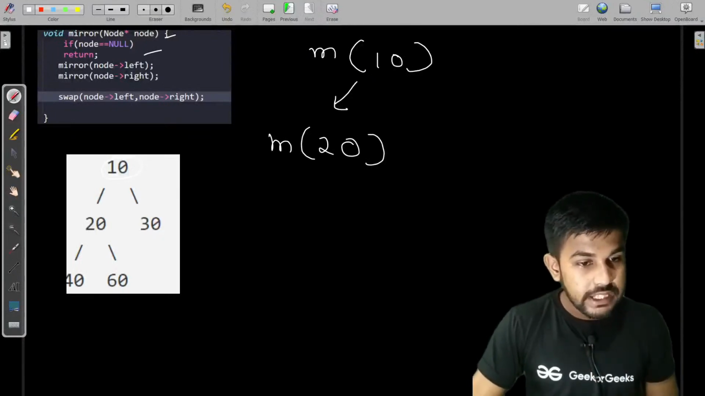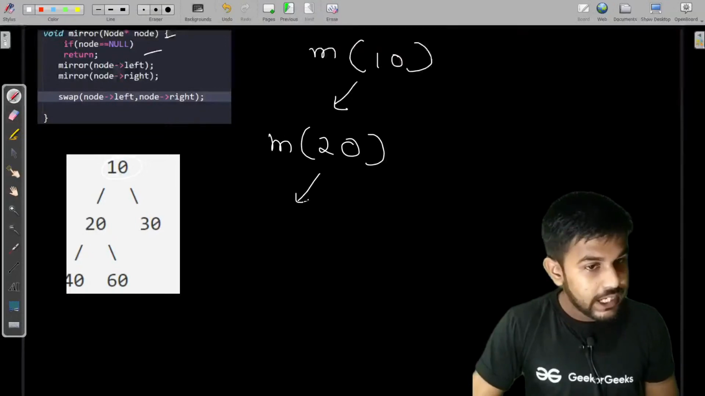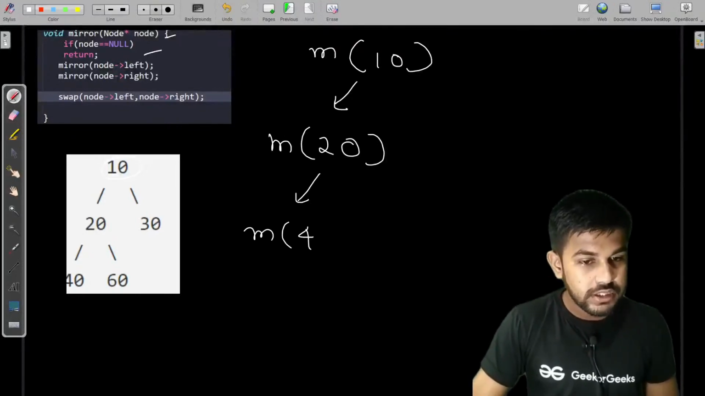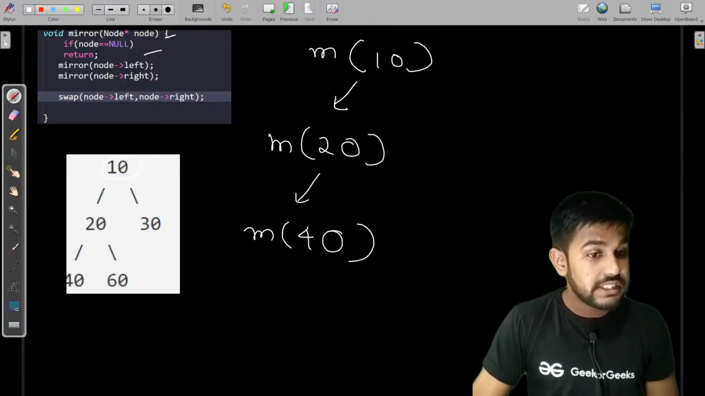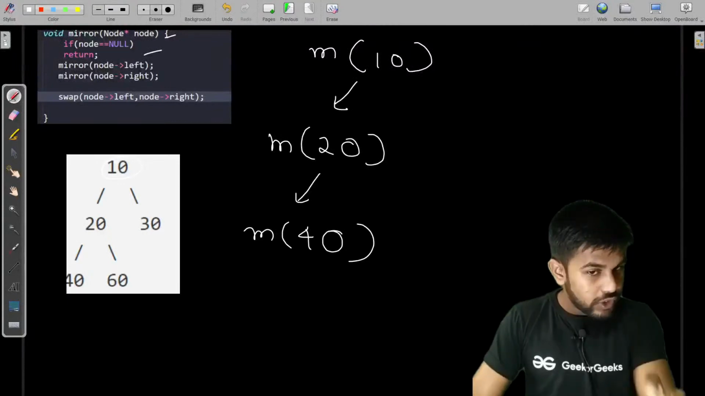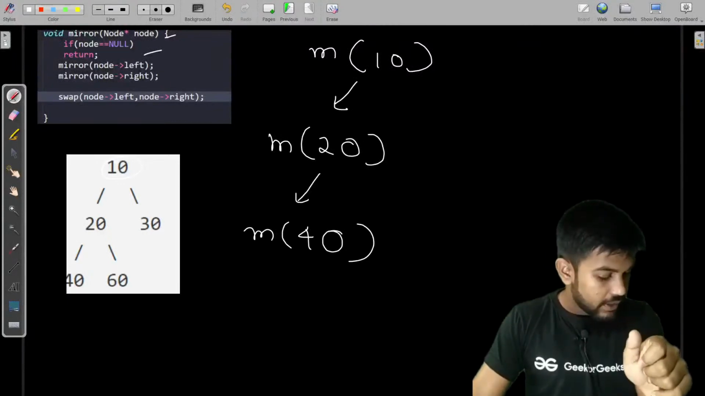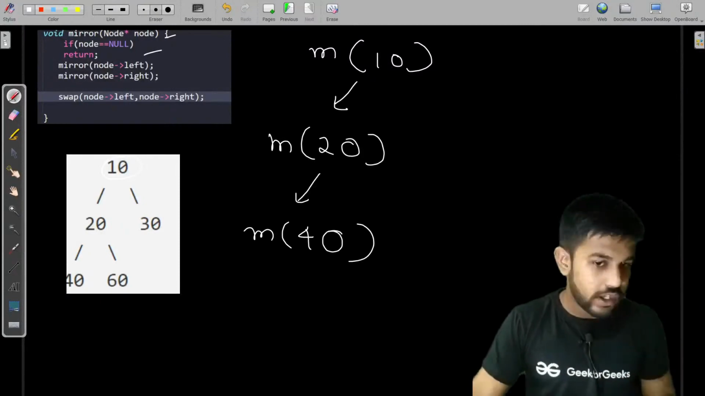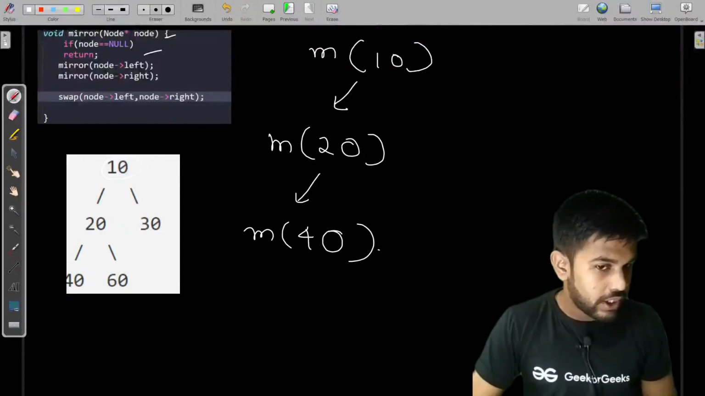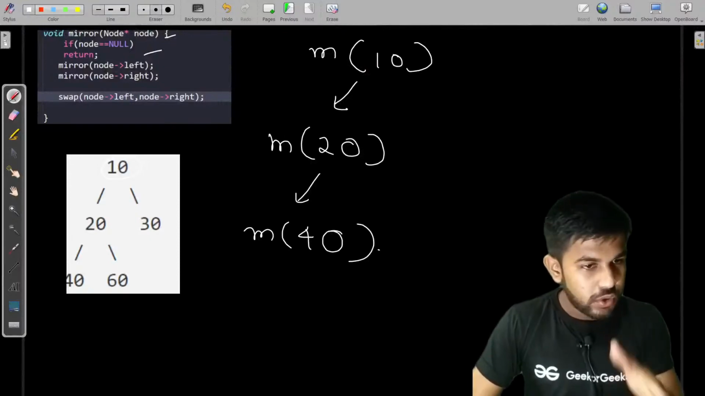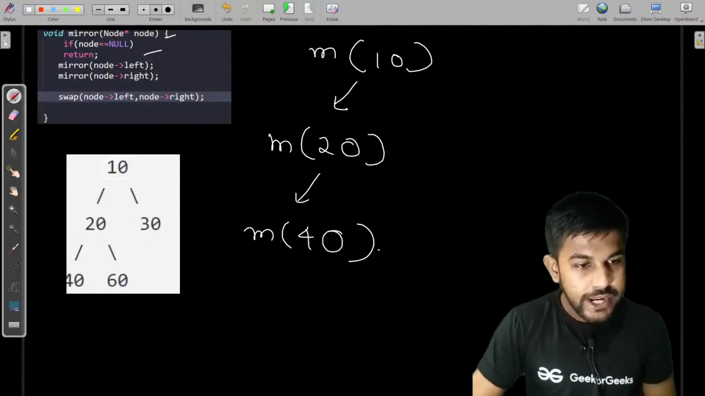So now 20's left child again. 20's left child is 40. So again we would visit it. 40's left child is null. So at this point we would just start unfolding it. Okay, we were going deep inside. Now we would just go back. Okay, so this was done, m dot 40. Now this was the other. So left is done. Now we want to go to the right part.